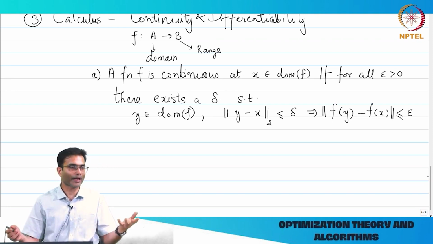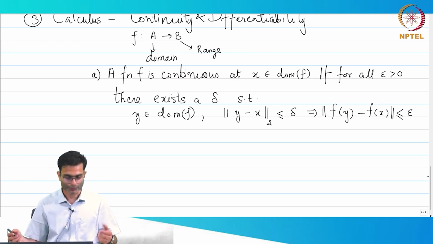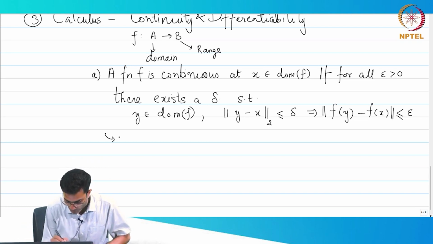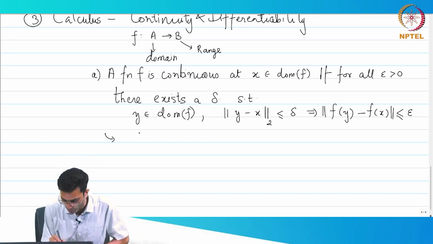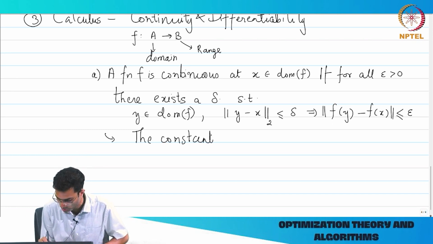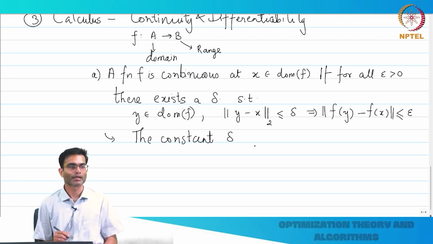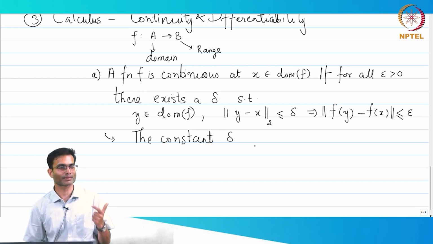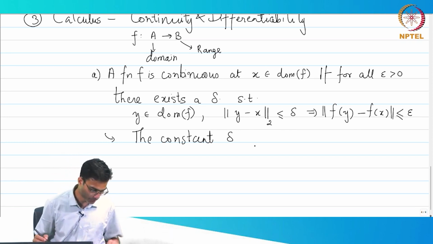This is where you would have ended in your high school course, right? Now things get a little bit more interesting. So now this constant that we are talking about, delta, does it depend on epsilon, x and y? That is the distinction.